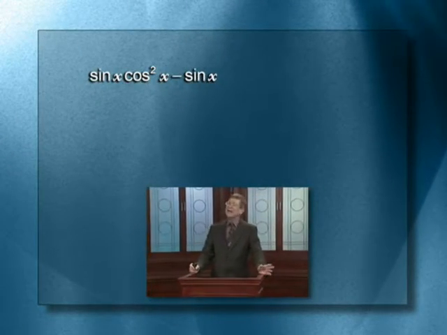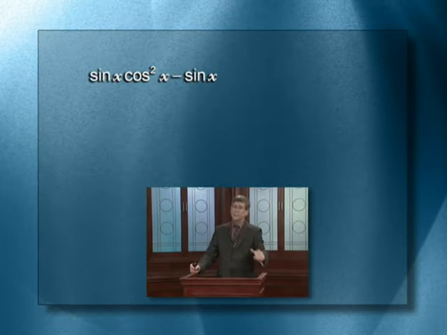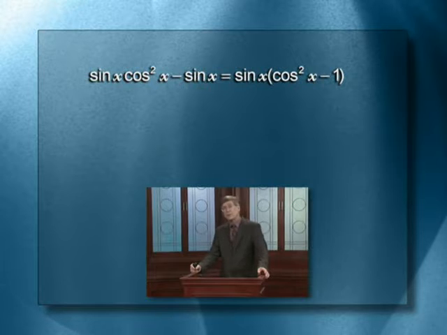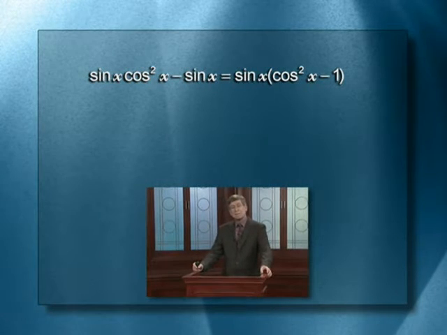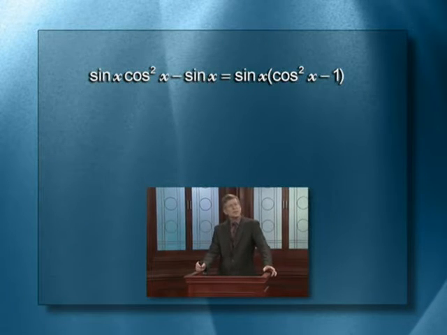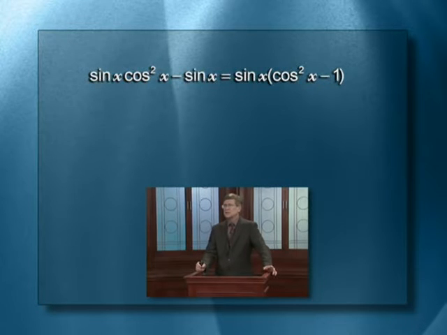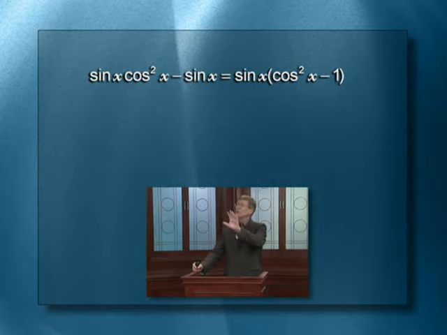Well, I see sine x in both terms, so let's factor it out. When in doubt, factor something. So sine x times the quantity cosine squared x minus 1. Now you look at that for a moment, you go, cosine squared x minus 1. Oh, my fundamental identity is sine squared plus cosine squared equals 1, so 1 minus cosine squared is going to be sine squared. Well, I don't quite have 1 minus cosine squared.